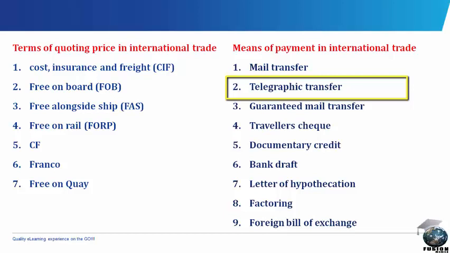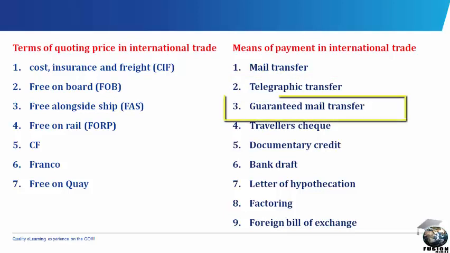A bank will, at its customer's request and risk, send a cable with the necessary particulars to its foreign agent, who will act on the instructions in order to make payment. Guaranteed mail transfer. Guaranteed mail transfer is an order to pay sent by mail. This is similar to mail transfer, but here the remitting bank will guarantee payment on the agreed date.